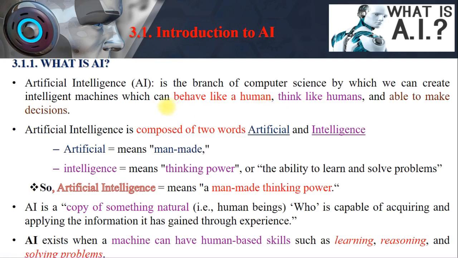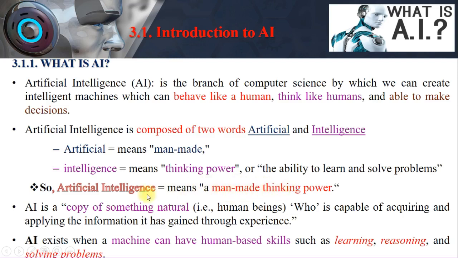The concept of artificial intelligence is derived from two different words: artificial as well as intelligence. The term artificial refers to man-made, as well as the term intelligence refers to thinking power or the ability of learning to solve problems. These two terms in combination give us the concept of artificial intelligence, which means the ability of thinking that can be done by human beings, or we can say man-made thinking ability.